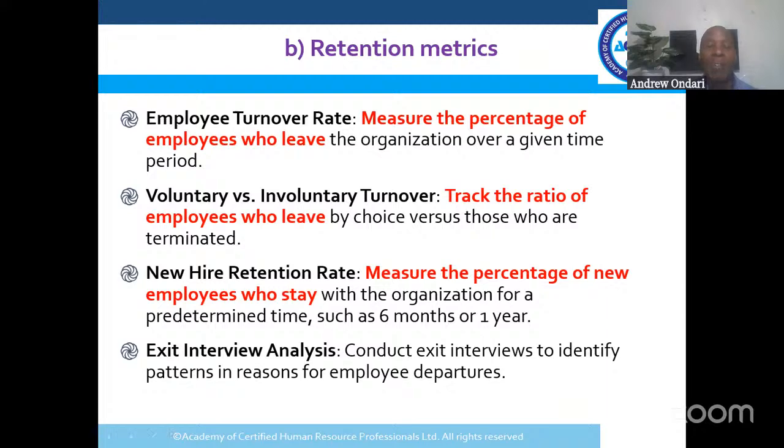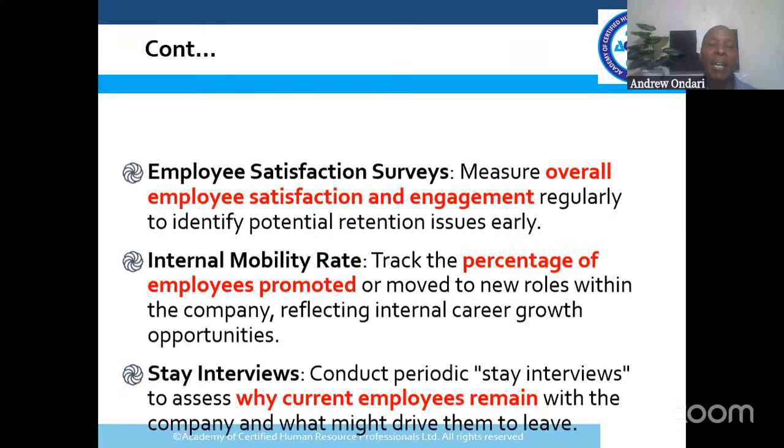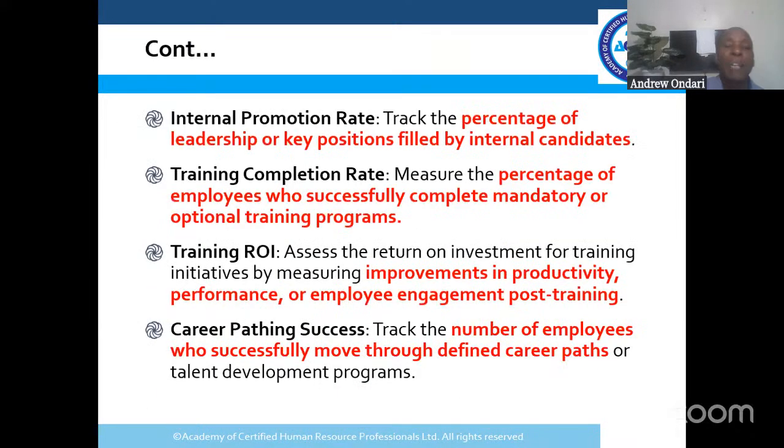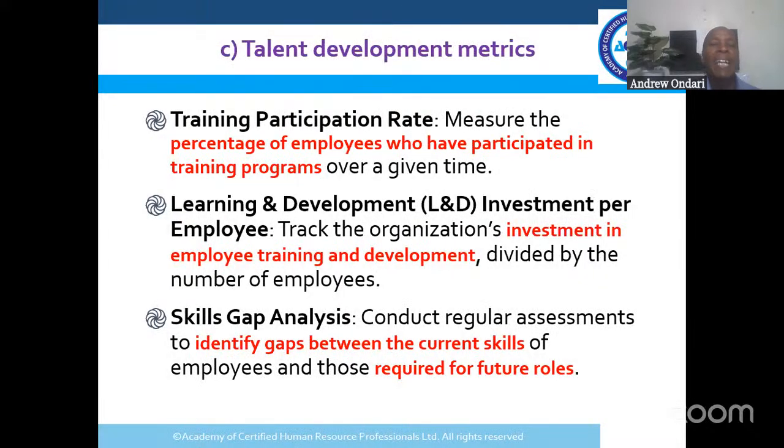I want us to move on to the next part, which is the last part of our presentation today, the third part. And that is talent development metrics. That is under talent development. Because in talent management, we said three things. One, talent acquisition. Two, talent retention. And three, talent development. Those are the three components that we are auditing.